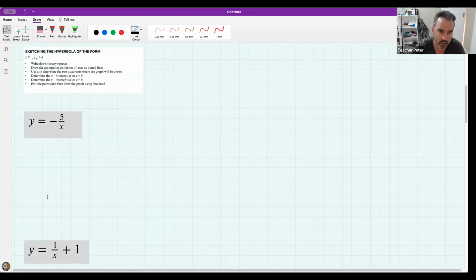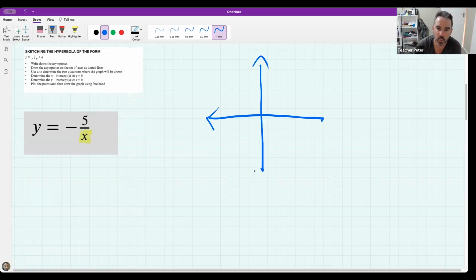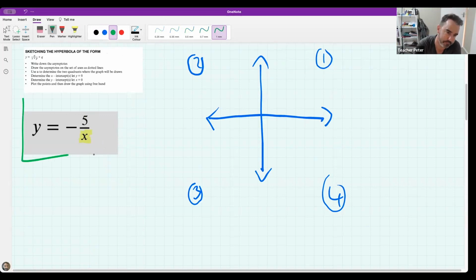So if I look at this, sketching this hyperbola, how do I know it is a hyperbola? Because maybe I think it's a straight line. It kind of looks like a straight line. The key thing is that the x is at the bottom. Now, if I was to draw this hyperbola, what quadrants would I draw it in? That's quadrant 1, 2, 3, and 4. What quadrants would this hyperbola be in? I want you to tell me in the chat which quadrants you think it will be in.